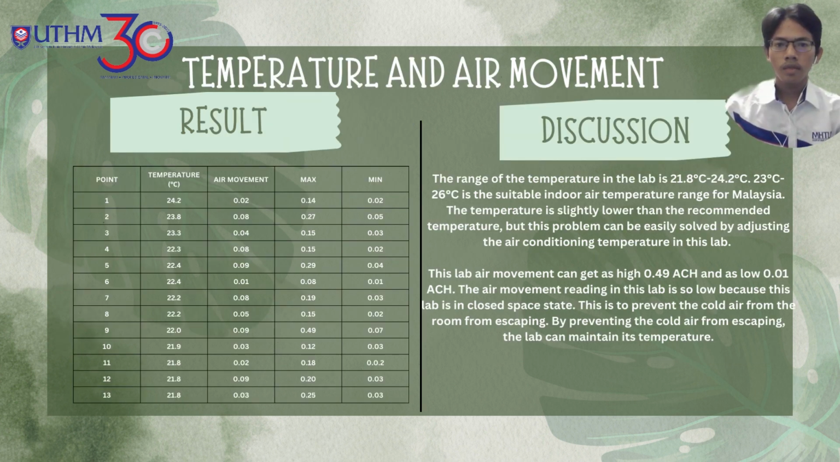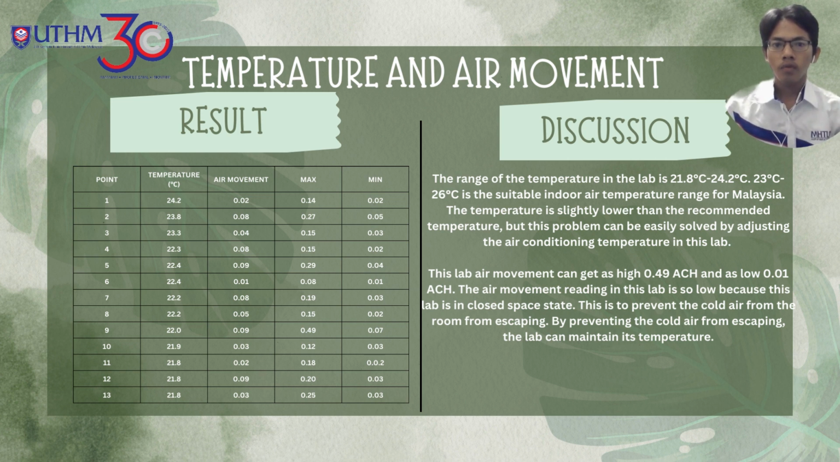This is the discussion for result in temperature and air movement. The range of the temperature in the lab is 21.8 degrees Celsius to 24.2 degrees Celsius. 23 degrees Celsius to 26 degrees Celsius is the suitable indoor air temperature range for Malaysia. The temperature is slightly lower than the recommended temperature, but this problem can be easily solved by adjusting the air conditioning temperature in this lab.